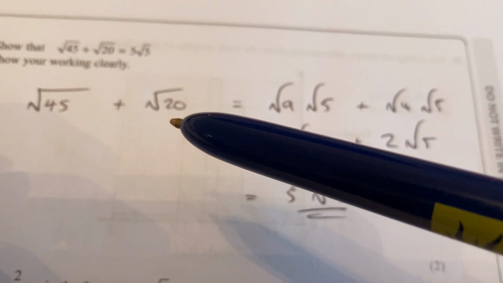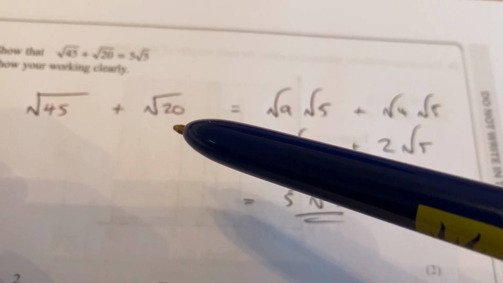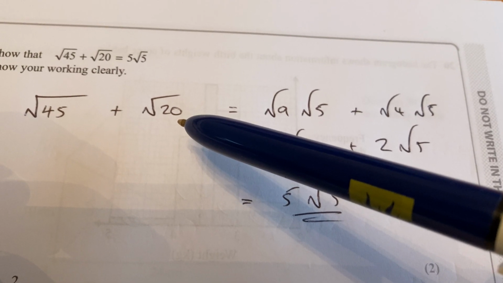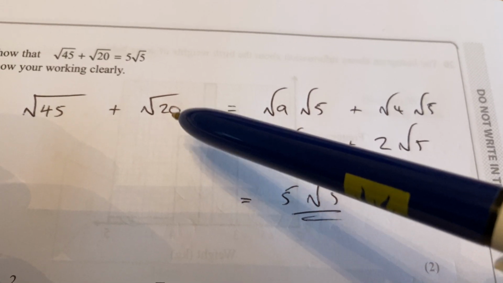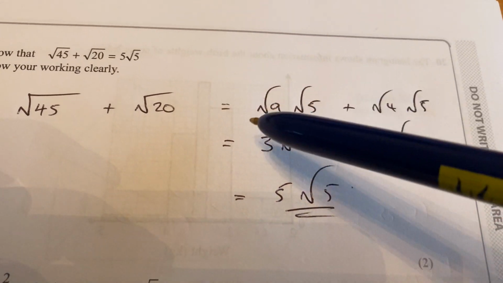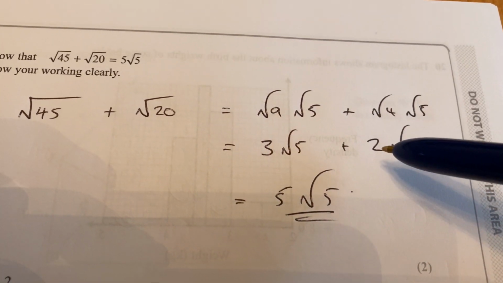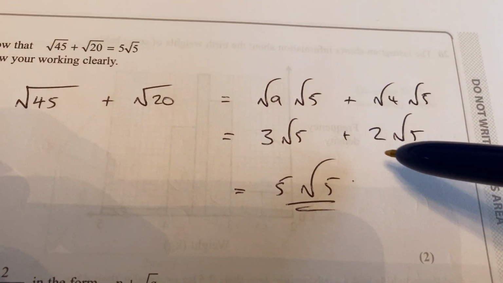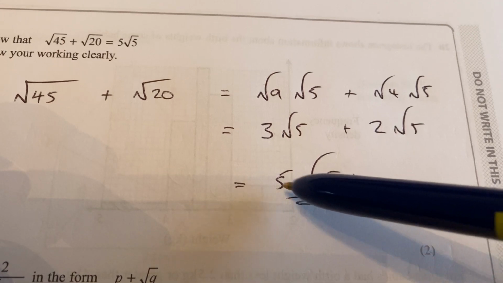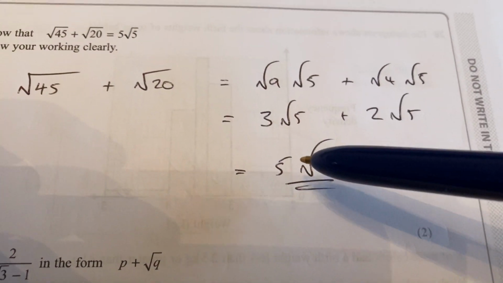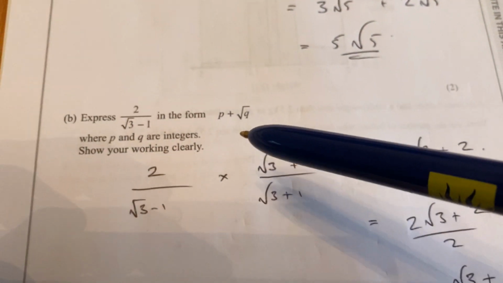Similarly, for the square root of 20, the highest square number that goes into 20 is 4. So you can rewrite it as the square root of 4 times the square root of 5. Root 9 is 3 and root 4 is 2. So you've actually got 3 root 5 plus 2 root 5, which added together makes 5 root 5, which is what we would have shown in the first place is the answer. So that's a proof, that's a show that question. Second one.